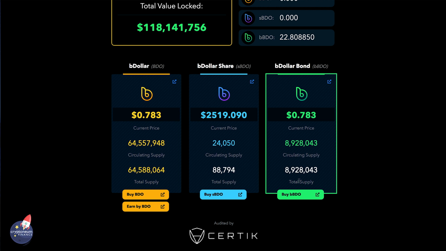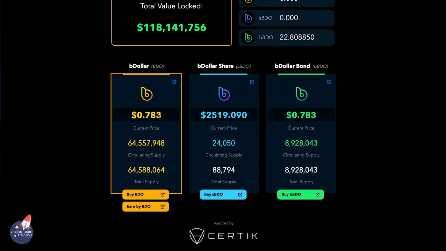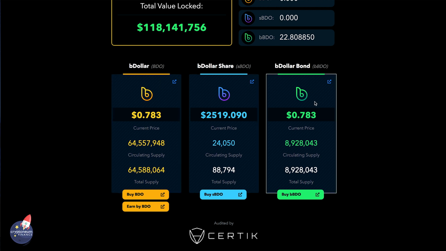Every time you buy the bond, it burns the bDO and therefore you have less supply. Once this goes up to $1, you can no longer buy the bond, but you can actually redeem the bond for a higher price than what you paid for. And since this will always go up in price, as long as you buy it below $1, people are incentivized to buy this bDO bond.